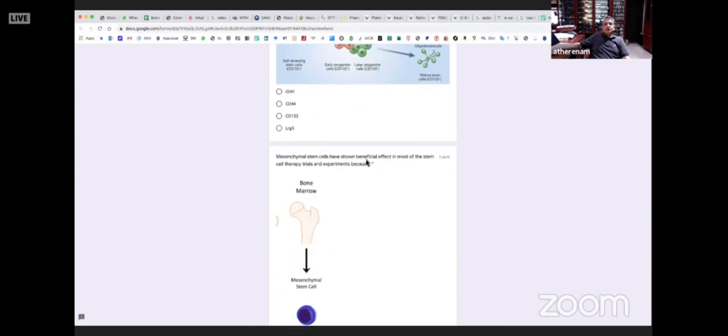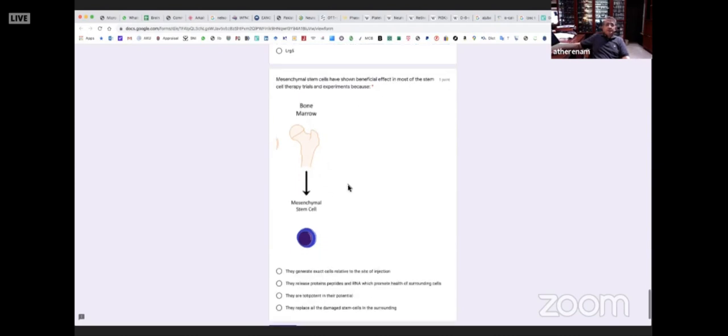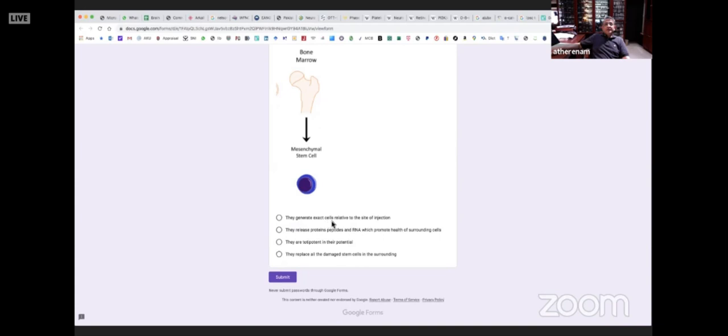Mesenchymal stem cells have shown beneficial effect in most of these stem cell therapy trials and experiments because they generate exact cell relative to these stems at the site of injection. So far it looks like these mesenchymal stem cells don't differentiate into those kind of cells where it was transplanted. They release proteins, peptides, and RNA which promote health of surrounding cells. So that's what looks like the answer.